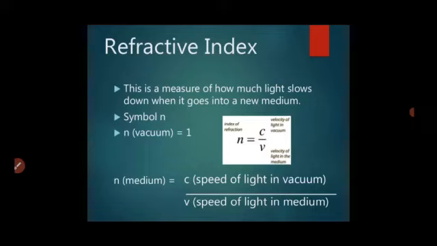The symbol for refractive index is n, and n in vacuum equal to 1. And then n in medium, whether it may be glass medium or water medium: c equal to speed of light in vacuum divided by v, speed of light in medium, or simply n equal to c by v.